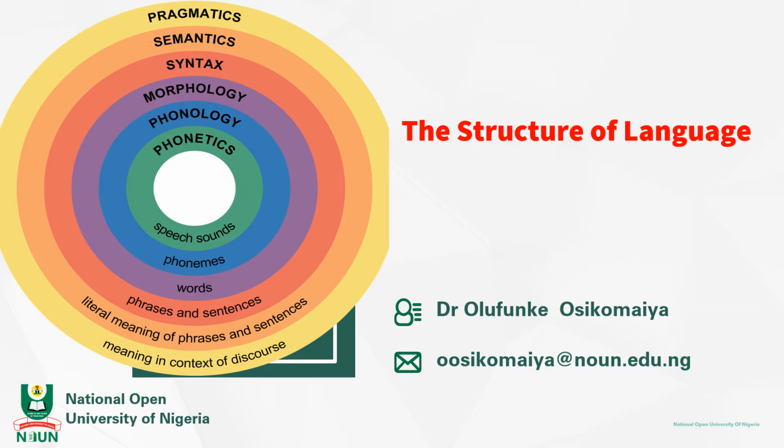And then from there, we move to semantics. Semantics talks about meaning: literal meaning, surface meaning, or a deeper level of meaning. That is what semantics deals with. And pragmatics, the last one, is about meaning in the context of discourse, that is, the meaning of words as they are being used. And so that is what the structure of language is all about.